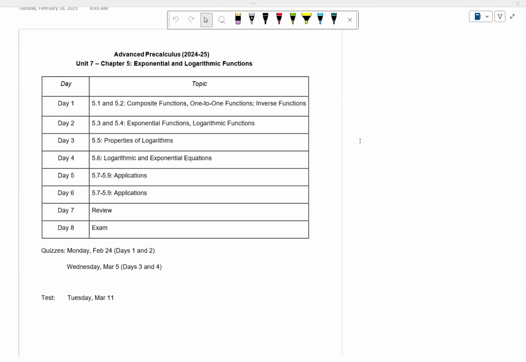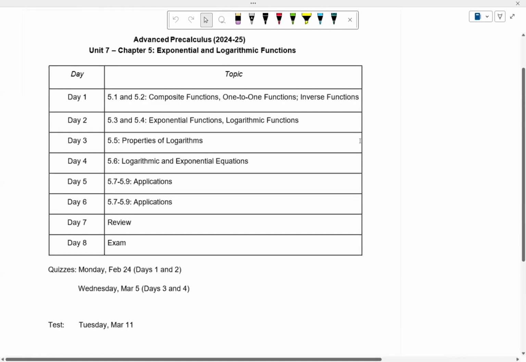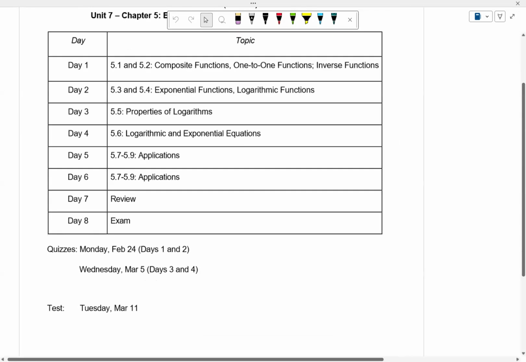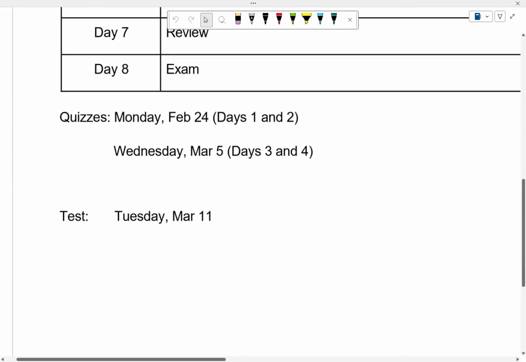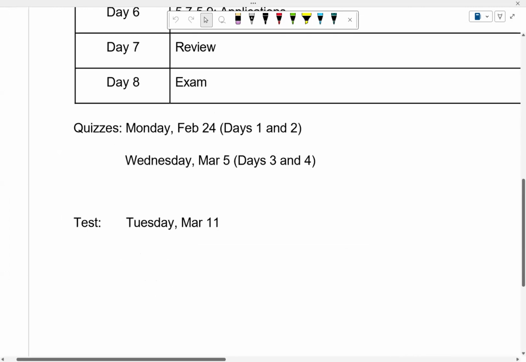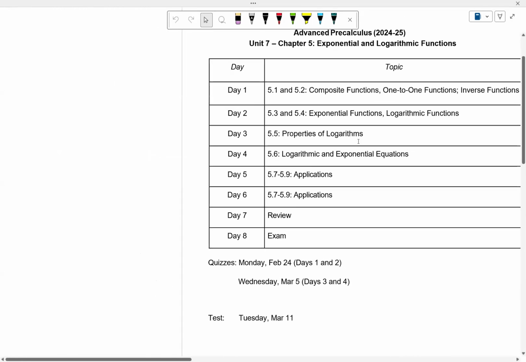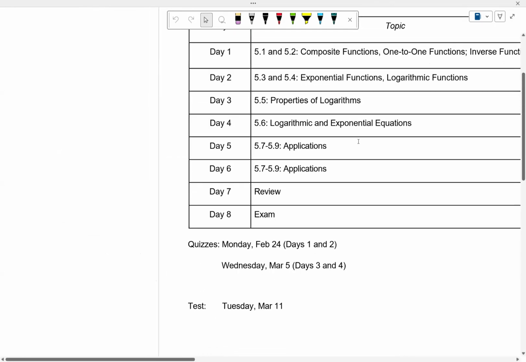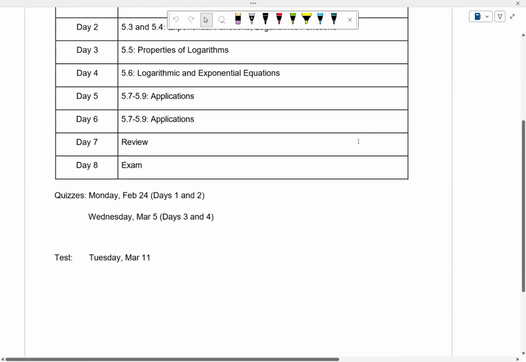Okay, so we are back after debriefing about the test. And now let's talk about the unit. So you've been looking forward to this one. I know. Exponential and logarithmic functions. Yeah, it's here. The day is here. You'll notice that we have 2 quizzes. When I say days 1 and 2, I mean of the unit. So 2 quizzes, and then our test will be March 11th.